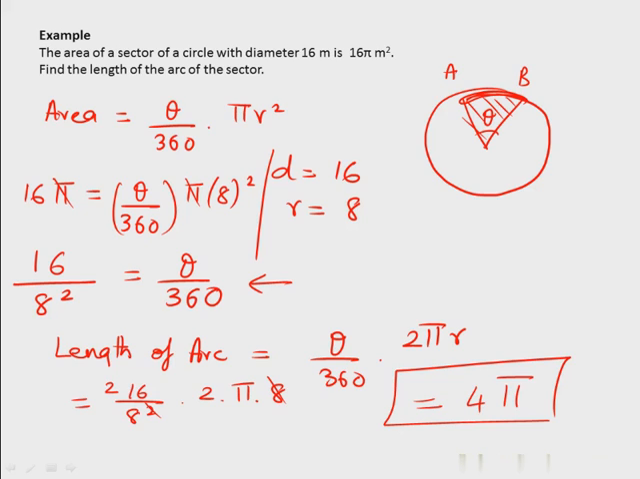So I used the formula for area to find the ratio theta by 360. That same ratio went through for the arc length. And I found my arc length. The radius was given.